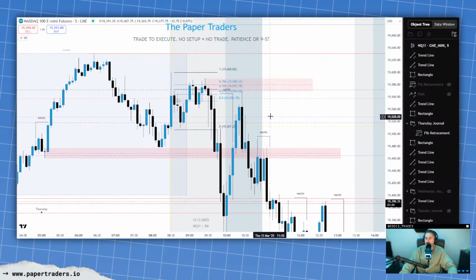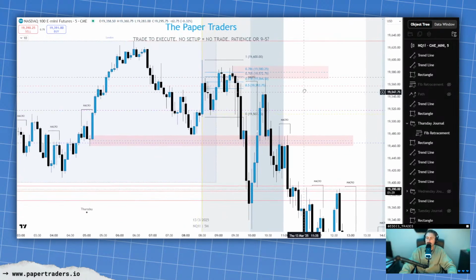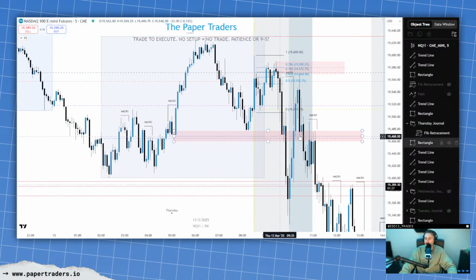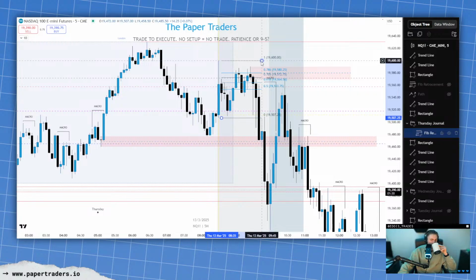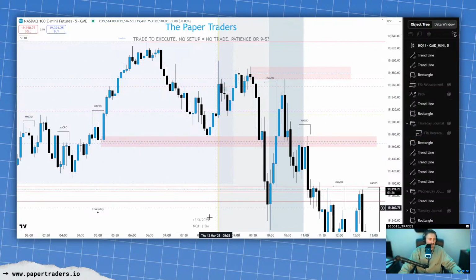Right, so we retraced into the OTE of the data candle. We could not get above the 786. That's where we took some shorts. Rode them down to London lows. That was a solid trade. And then you could have also taken the 5 minute OTE. First 5 minute candle, we had this right here.